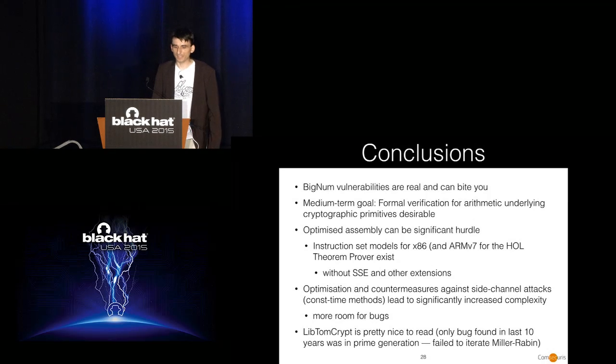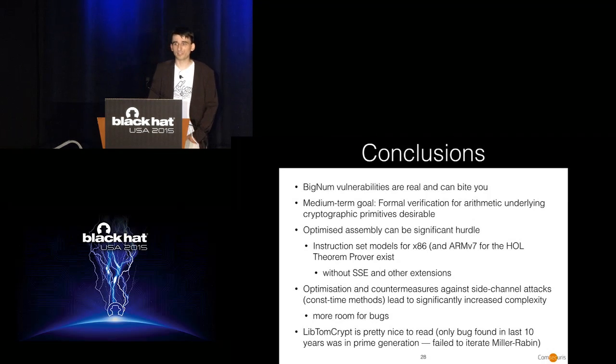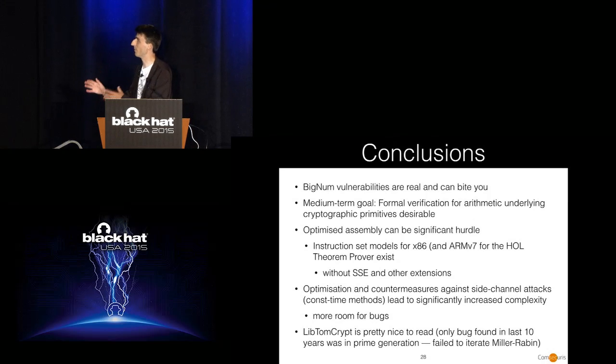So, conclusions. BigNum vulnerabilities are real, and they can bite you. I think the medium-term goal that we should have is formal verification for the arithmetic underlying cryptographic primitives. And for that, optimized assembly is a significant hurdle, so I think we should just do away with it. If we want to formally verify something, I would skip the assembly. There are great instruction set models for x86 and ARM, and theoretically you can do that, but it's not worth it for the couple of percent that you get there.